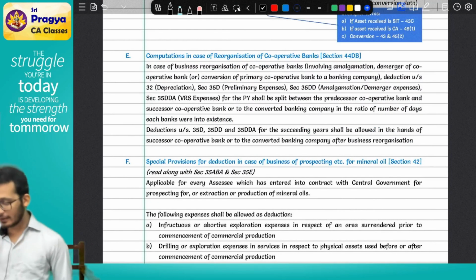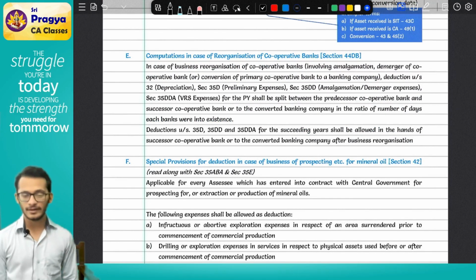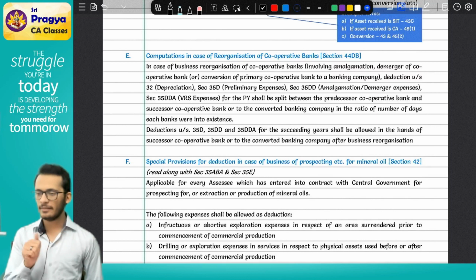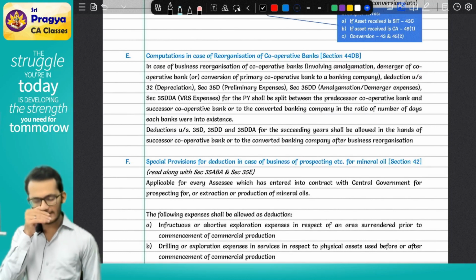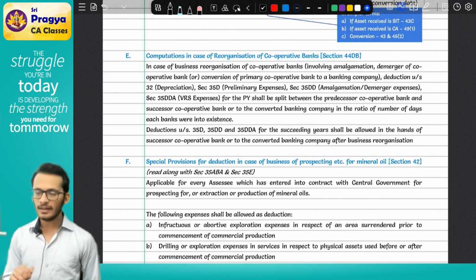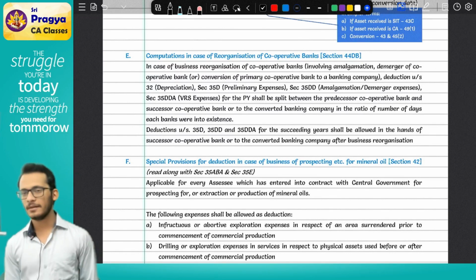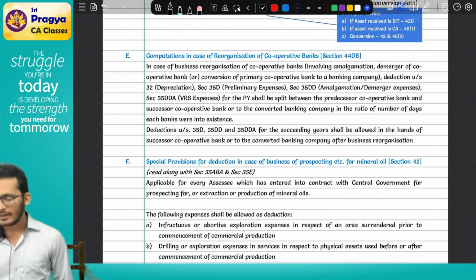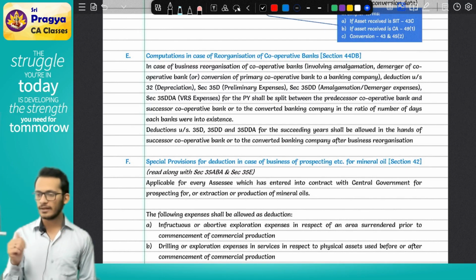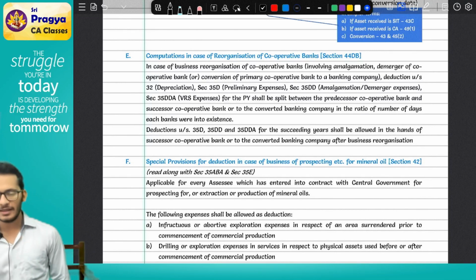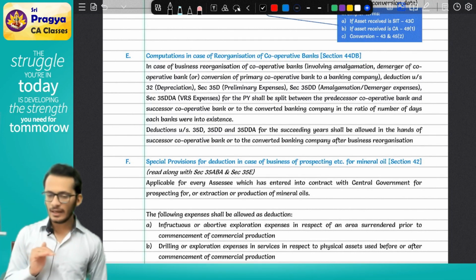In simple words, they are coming and saying that whenever there is a reorganization happening, basically two cooperative societies get merged, one cooperative society sells to another cooperative society, there is an amalgamation, demerger, whatever it is, it is just a clarificatory provision to say the new cooperative bank will take all the deductions of the old cooperative bank. Like preliminary expenses, you have it for 5 years, right? Let's assume that preliminary expenses for 2 years one cooperative bank used, after that it got amalgamated, no problem, the balance 3 years the new cooperative bank will use. This is just a clarificatory provision, has nothing to do with exam.